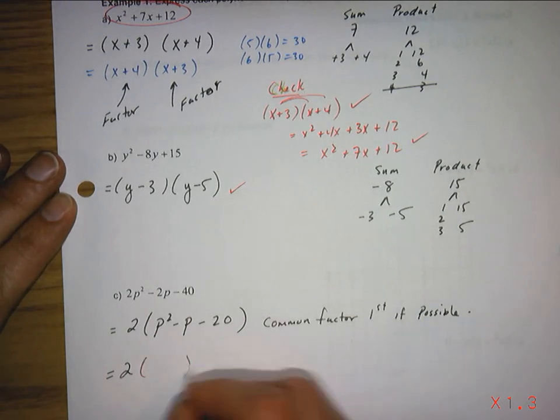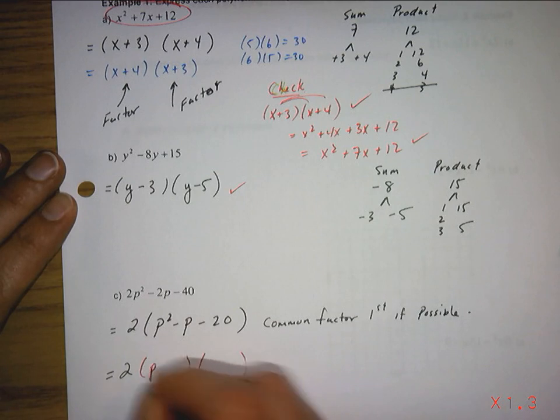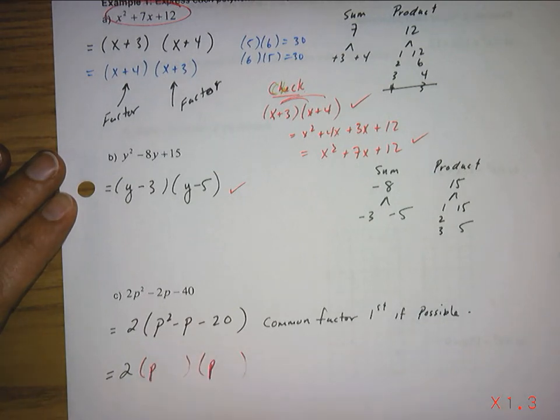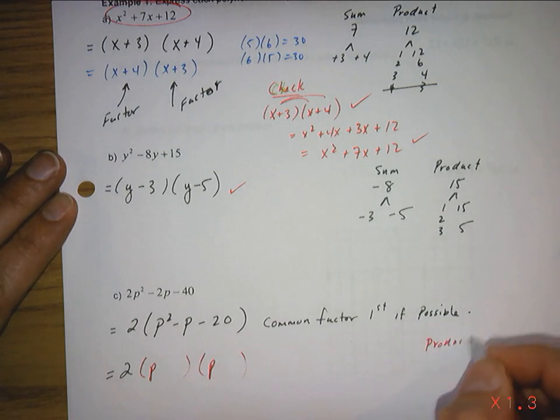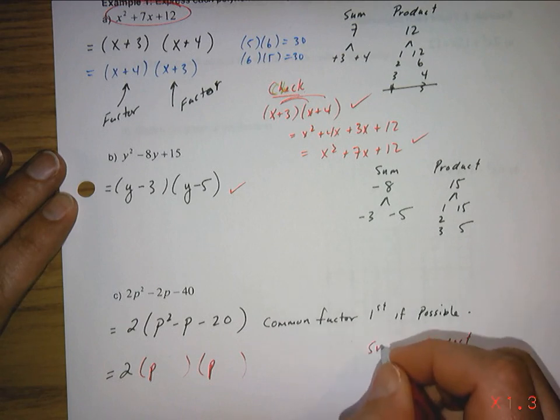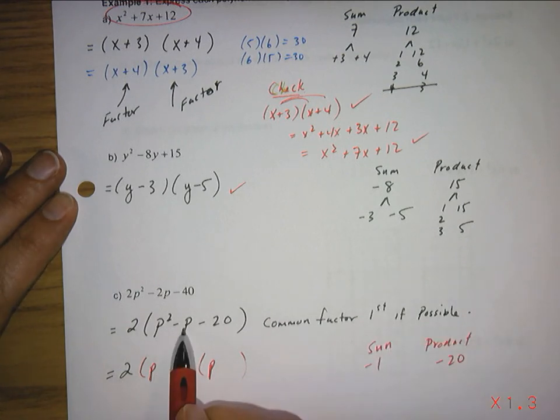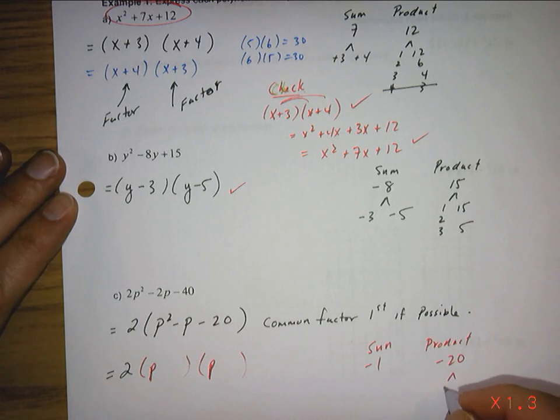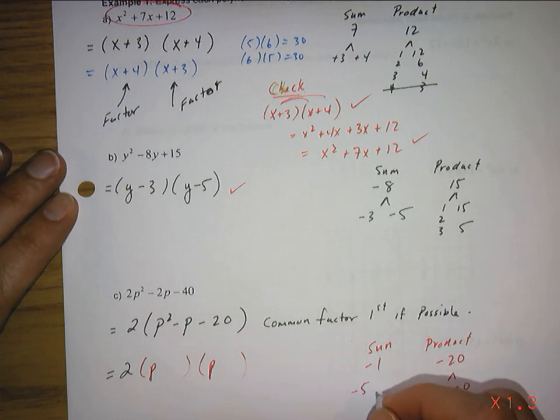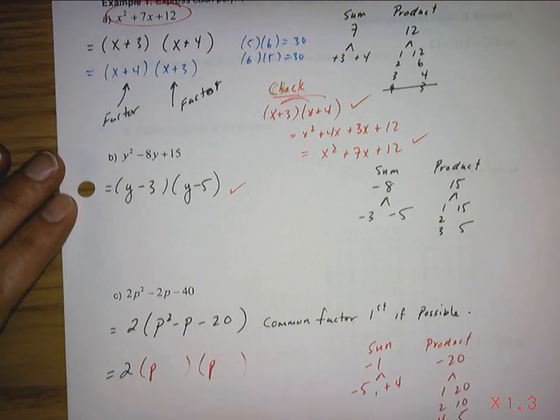Well, the trinomial is going to factor. It's going to get a p at the front of both of them because it's p squared. And now I need two numbers that are a product of 20 or negative 20, depending how you want to think about it. And it's a sum of negative 1. There's an invisible negative 1 there. Well, the product is 1 and 20. That won't work. 2 and 10. That won't work. 3 doesn't go evenly. 4 and 5. 4 and 5 will work as long as it's negative 5 and positive 4. When I add those together, I get negative 1.